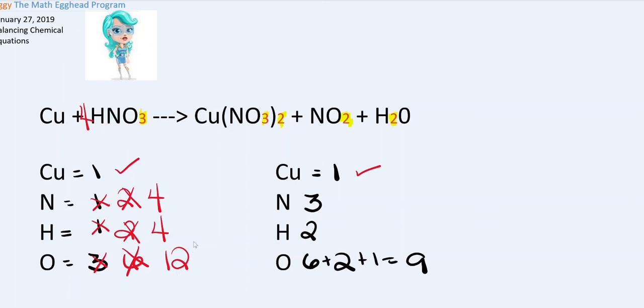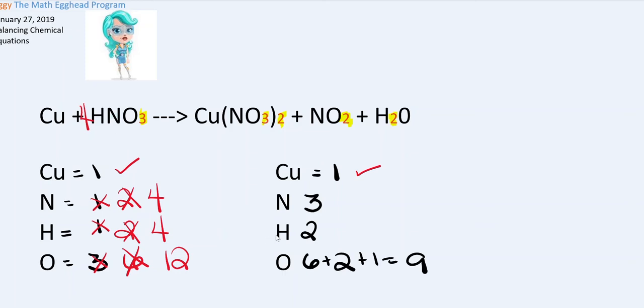Now, let me go ahead and look again. How can I compare the left and the right? Copper is still fine. Nitrogen, hydrogen, and oxygen are not balanced. So go ahead and pause the video and take a look. What would be easier to balance? Would it be easier to balance the 3 and the 4 nitrogen, the 2 and the 4 hydrogen, or the 9 and the 12?